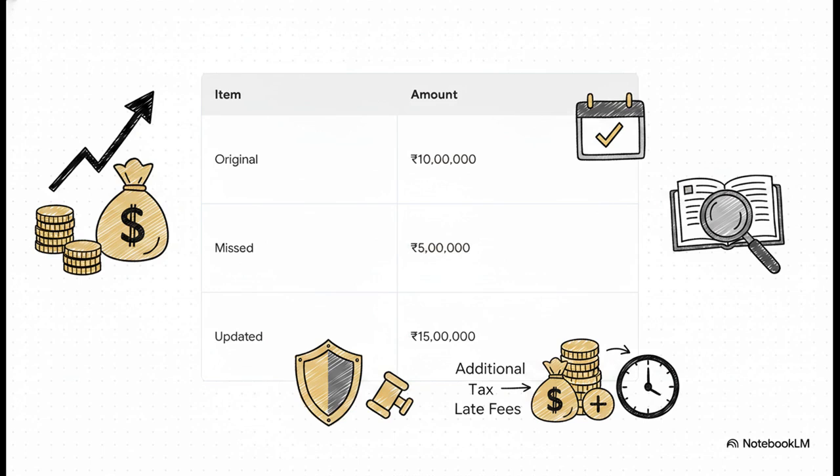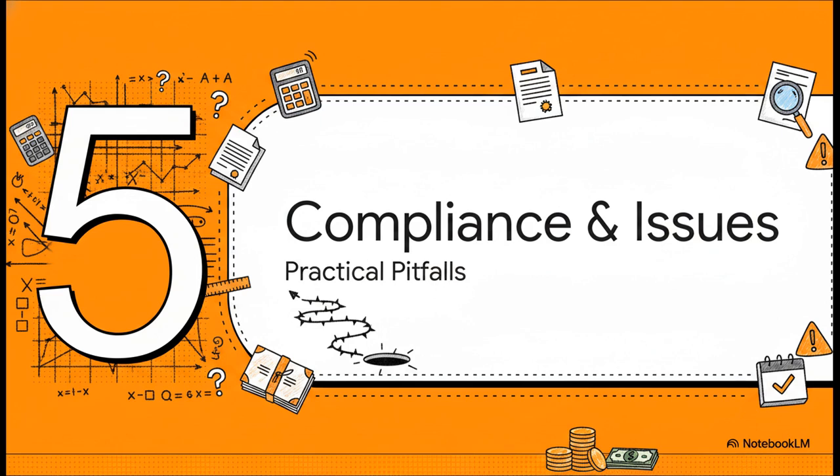The additional tax, calculated under Section 267, doesn't apply to the whole 15 lakhs from scratch. It applies specifically to the difference, that newly declared 5 lakhs, along with any applicable interest and late fees. You're basically paying the tax you originally owed, plus a statutory premium for being late, which protects you from regular penal proceedings. Which brings us to Part 5, Compliance and Common Issues.